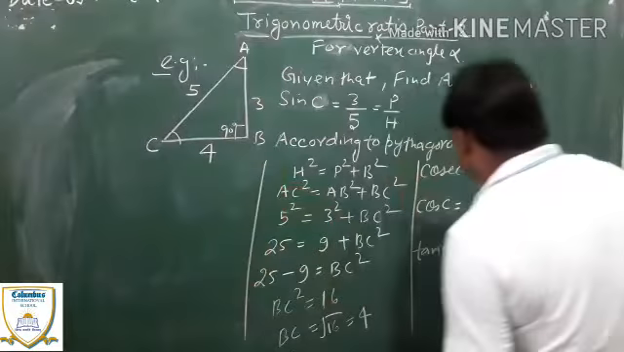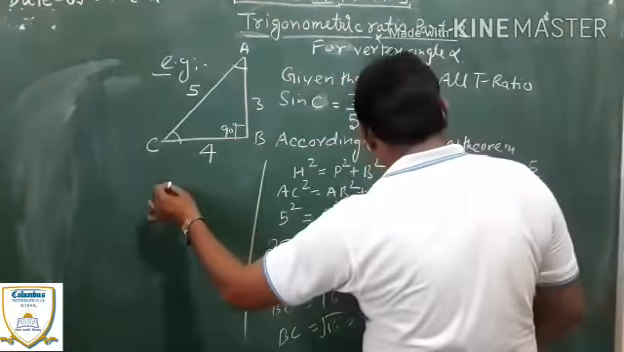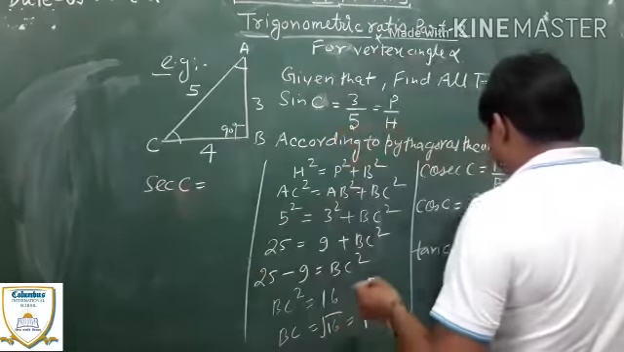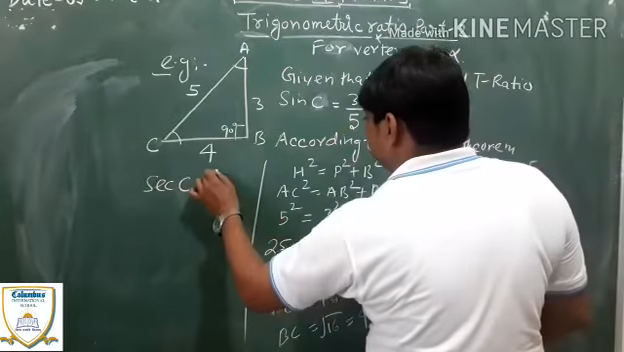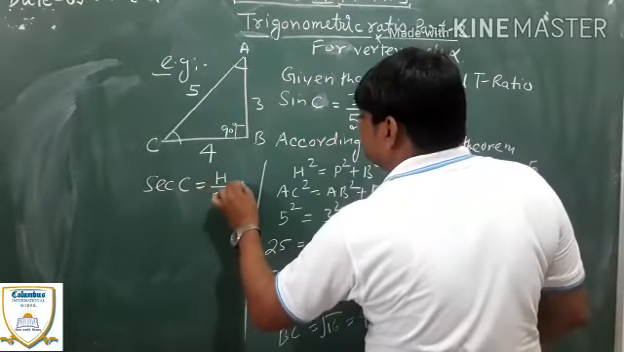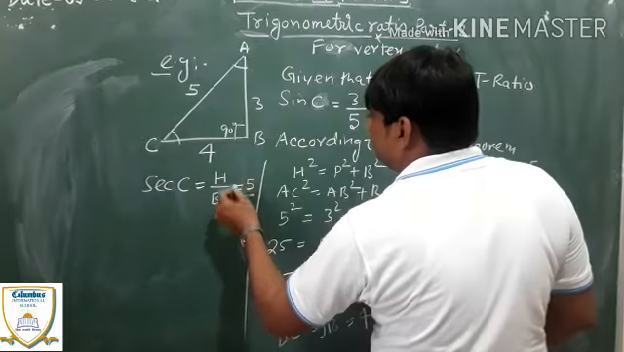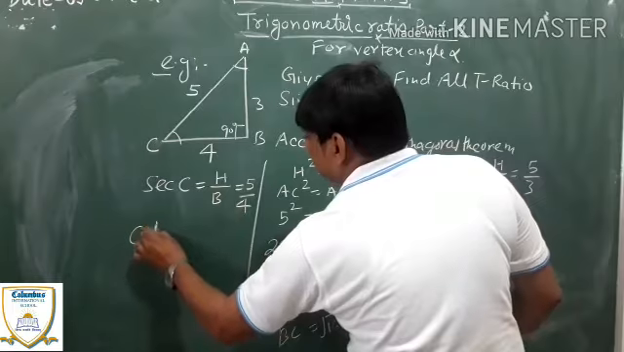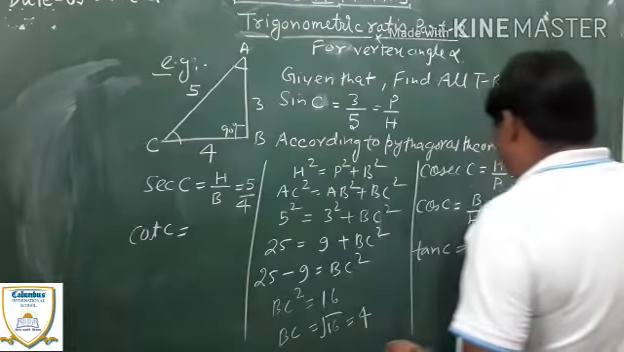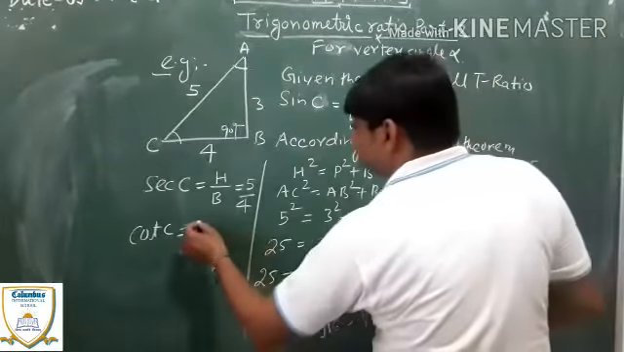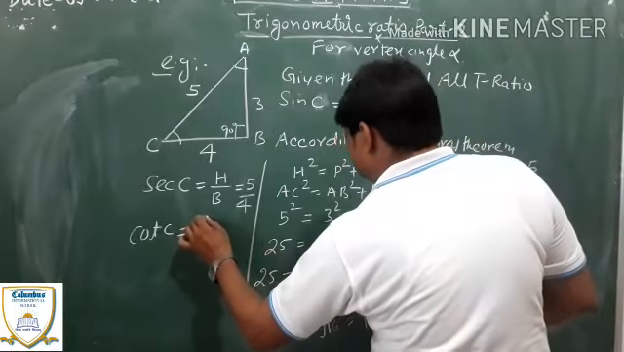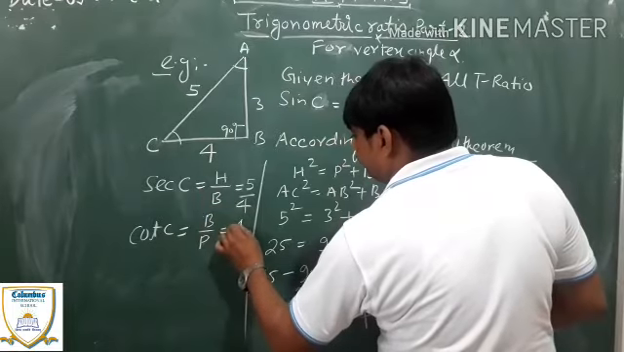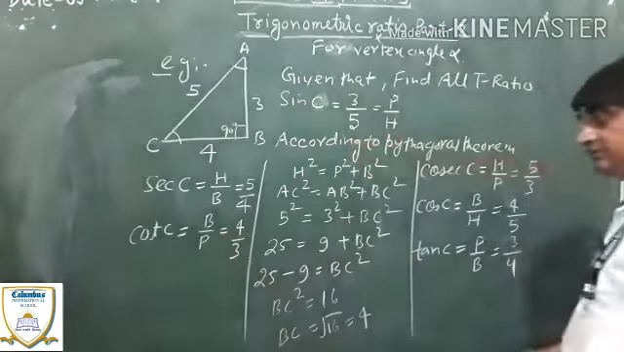What is the value of the reciprocal T ratios? Sec angle C is equal to H by B. H is equal to 5 and this is 4, so 5 by 4. And cot C is equal to base by perpendicular. Base is 4, perpendicular is 3.